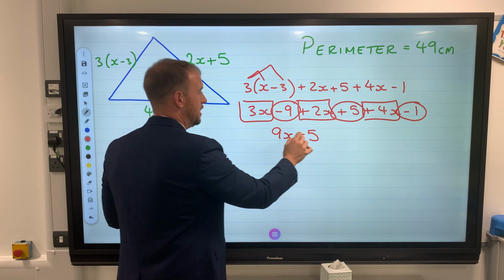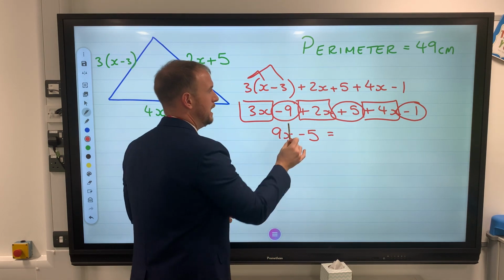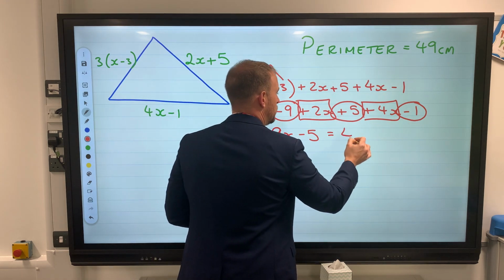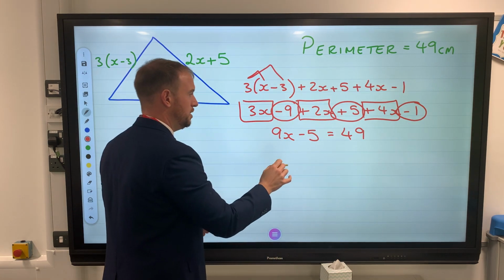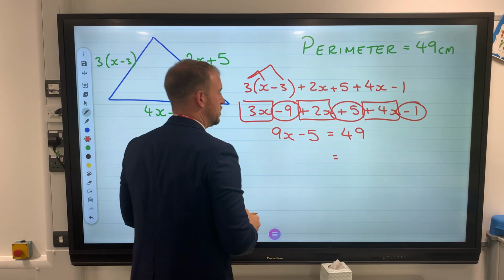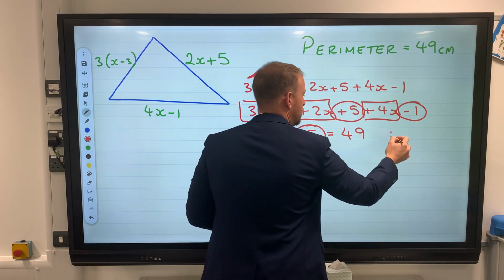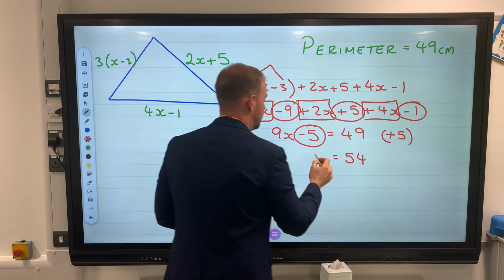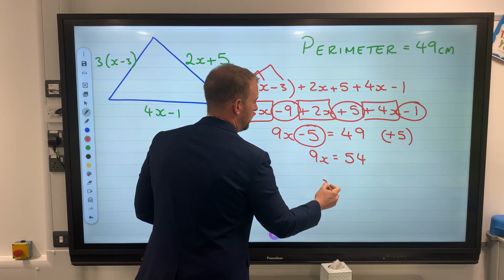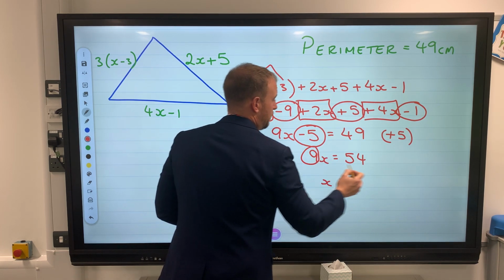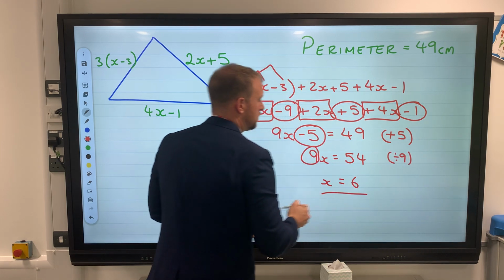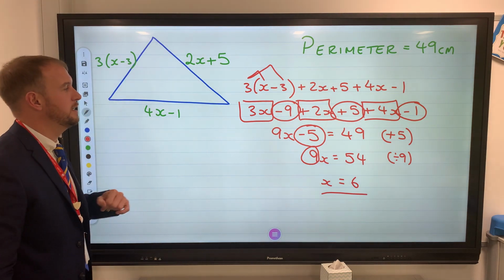However, to make it an equation, we have to make it equal the perimeter which they give us in the question, which is 49. Now it's an equation, which we can solve. Inverse of minus 5 is to add 5, which makes 54. So if 9x is 54, then divide by 9 to make 6. So the value of x is 6.